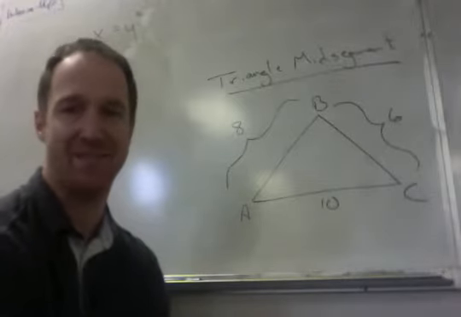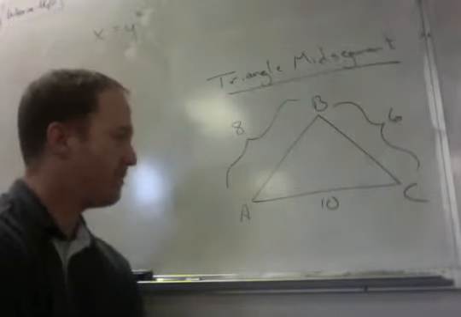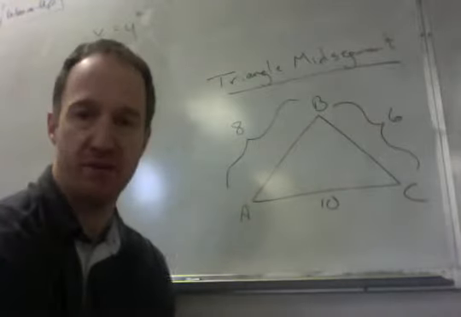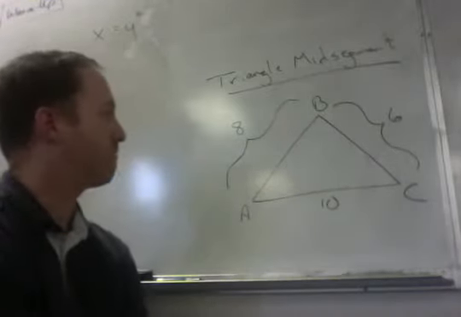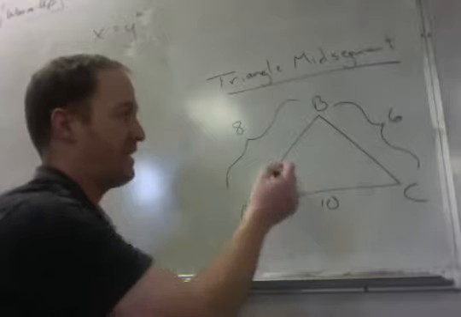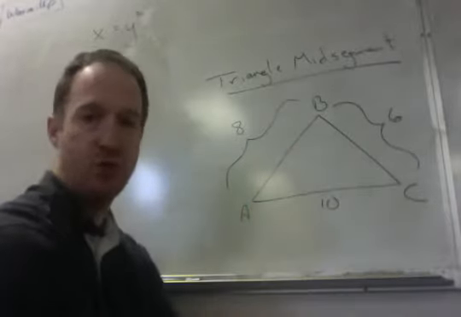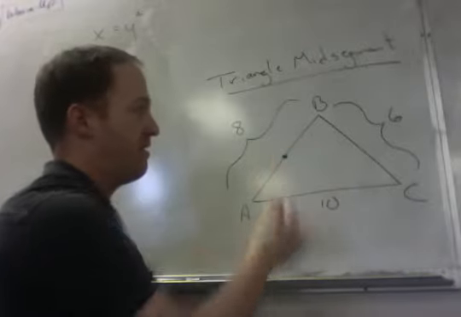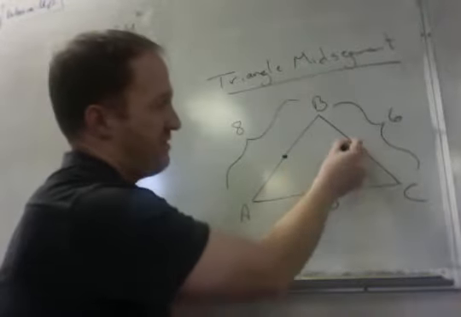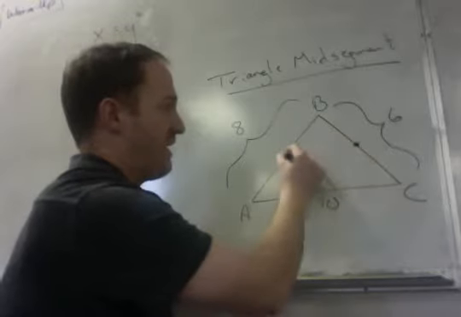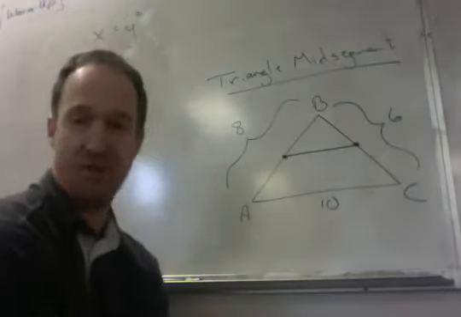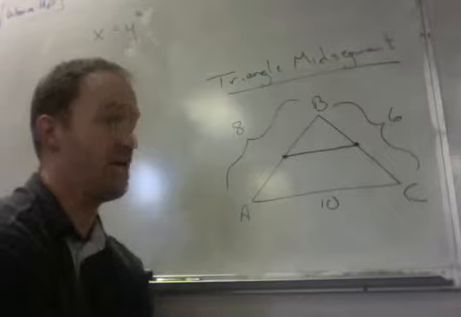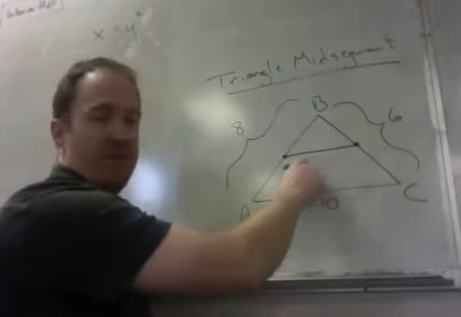First of all, what the heck is a midsegment? Midsegments are a segment in a triangle. Here we've got a triangle ABC. And let's say that we connected the midpoint of two of the sides. So let's say the midpoint of AB is about there. The midpoint of BC is about here. And we connected those with a line. That is the midsegment. So the midsegment is this thing.